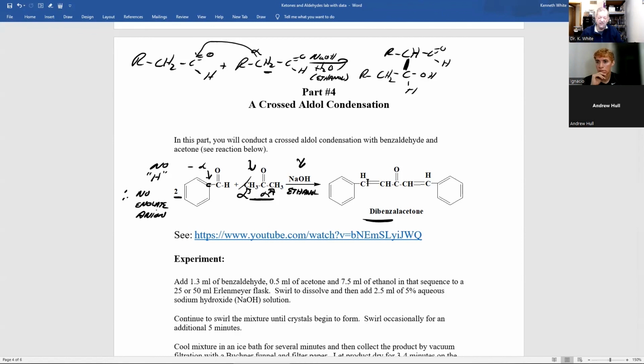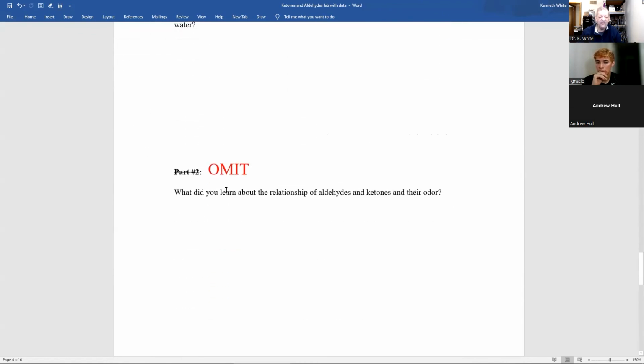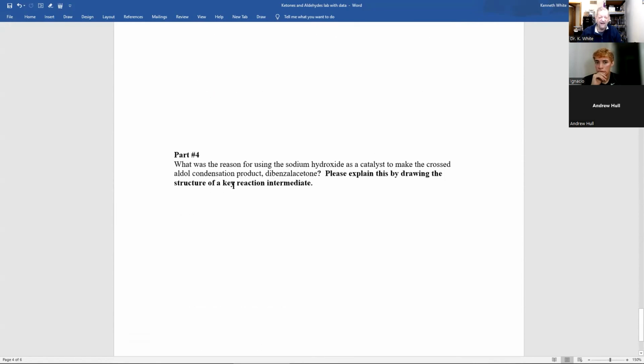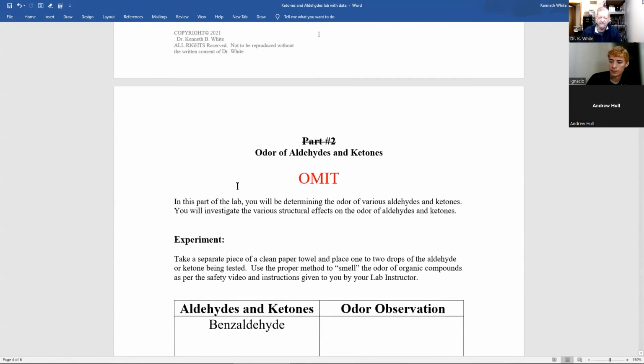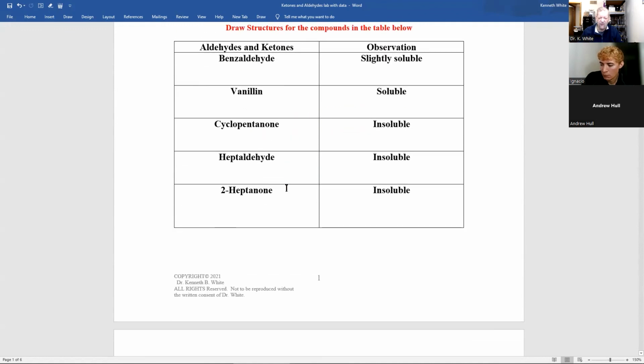And this is interesting. And here are the questions. Number 2, about the odor, omit. And I've got only 3 questions. Don't forget, in the table right here on page 1, draw in the structures. And with that, we're all caught up. We're on schedule. I just finished the lab.